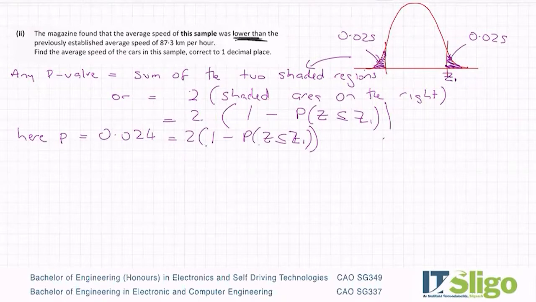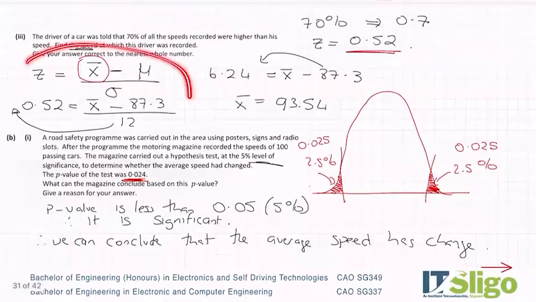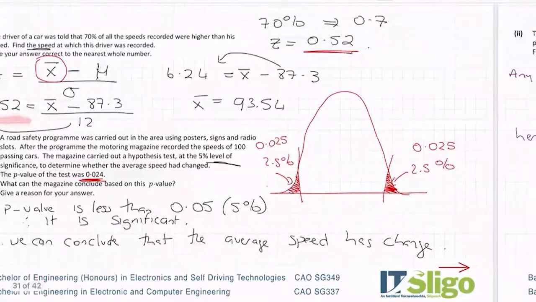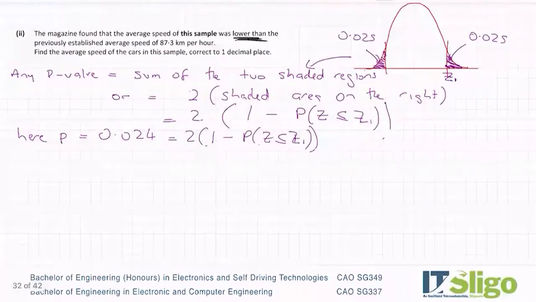Okay, so now I need to solve this and figure out what this z-score is. And then I need to work backwards here to figure out what the speed was. So once I figure out the z-score, I'll then figure out the speed. So I have the p-value and I'm working backwards now for the z-score. So that's where I'm going. So let's solve this for this Z1.